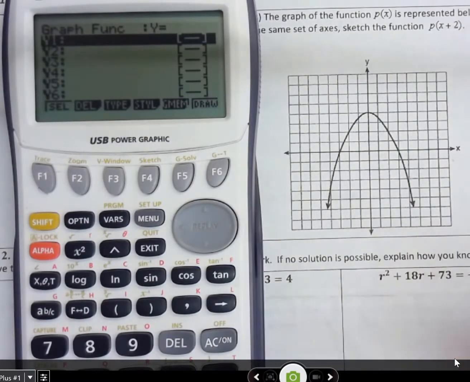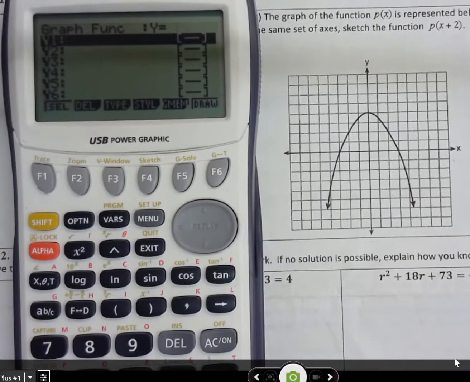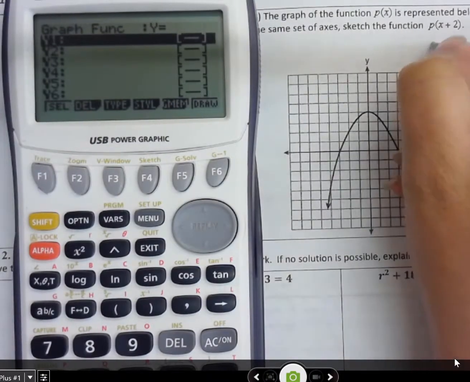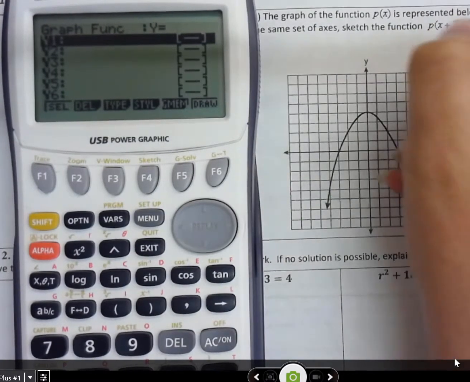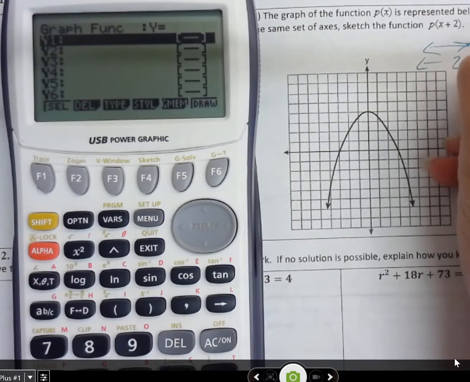So if you think back to transformation, whenever it's inside the grouping symbols, we know that it's going to be going left and right, and it goes in the opposite direction of the sign. So this whole graph needs to shift to the left 2 units.